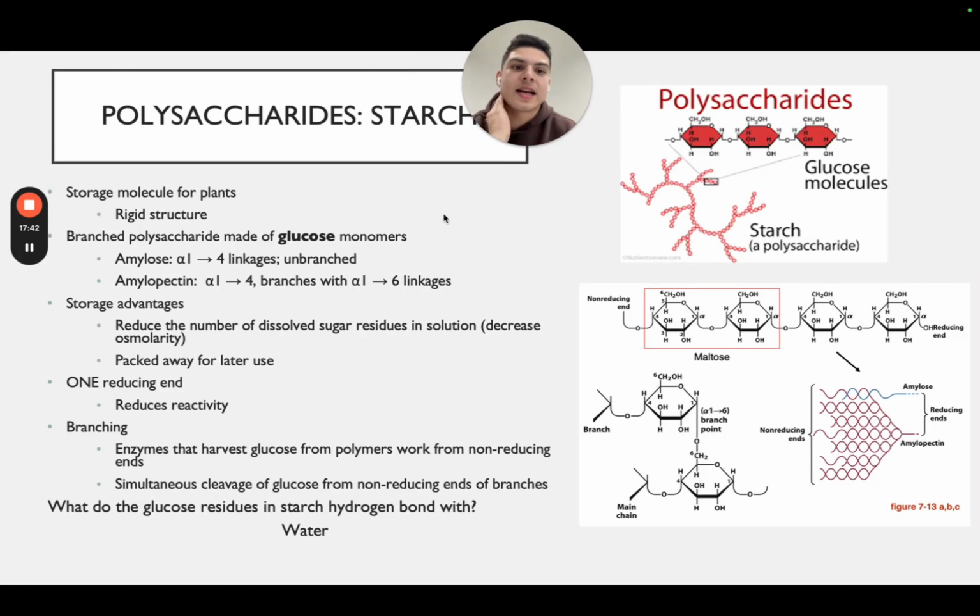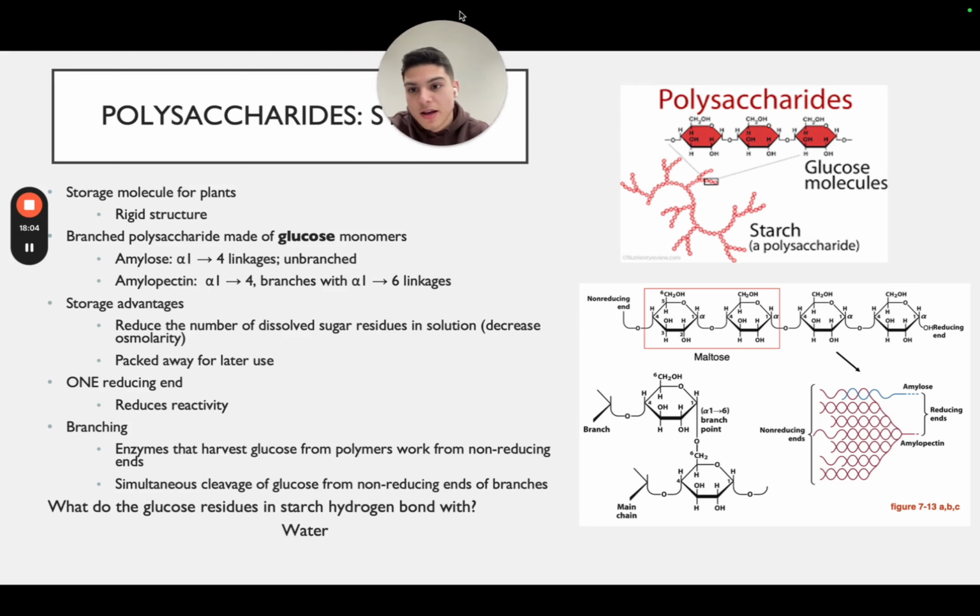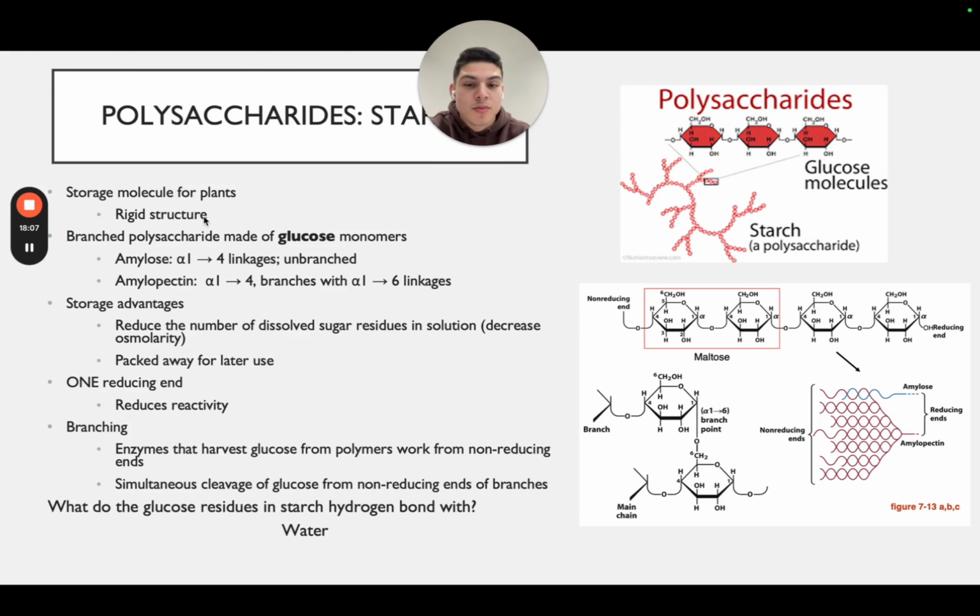Moving on to polysaccharides now. So we're going to combine a bunch of those monomers to form our polysaccharide. One case study I want you guys to really focus on is starch. And starch essentially is a storage molecule for plants, and it has a very rigid structure, meaning that it's very stable just because of those glycosidic bonds, the way it connects. So right here's an example of starch after forming these branches and everything.